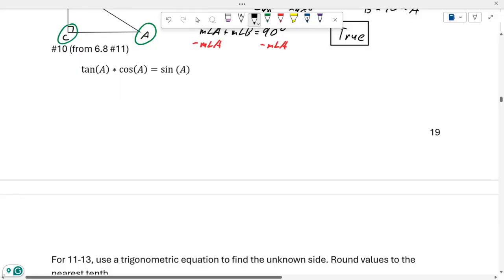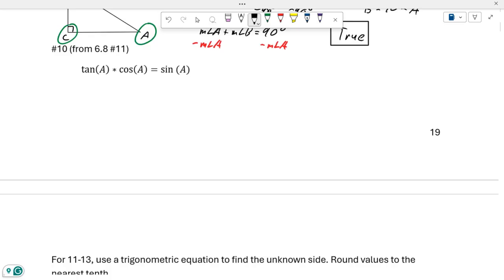Number 10. I'm not going to draw a sketch here because it actually turns out that it's not that helpful. So I'm just going to jump right to the definitions here. For number 10, we're dealing with tangent, cosine, and sine.